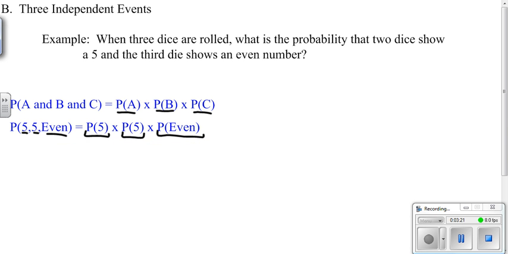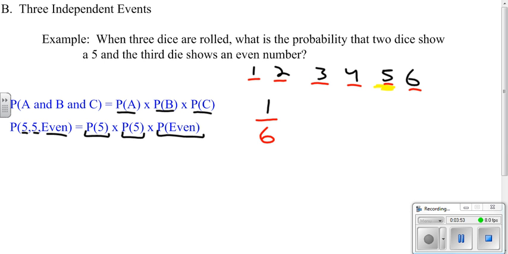So what's the probability of getting a 5 on a die? Well, if we have 1, 2, 3, 4, 5, and 6 as the faces of a die, those are the only ones we can get. It'll only happen one time that we get a 5, so there's only one way to get it, and there are a total of 6 possible rolls that you can get. So the probability of rolling a 5 is 1/6.